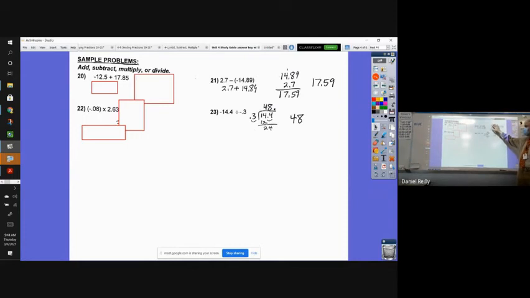Use a calculator. Watch out for your negative number rules, right? Minus a negative is the same as plus. So this one is 17.59 and this one is 48. 14.4 divided by 0.3, right? 0.3 is very small. You divide a number by something really small, the answer is big. There's a lot of 0.3s that go into 14.4. 48 times you can put a 0.3 into a 14.4.